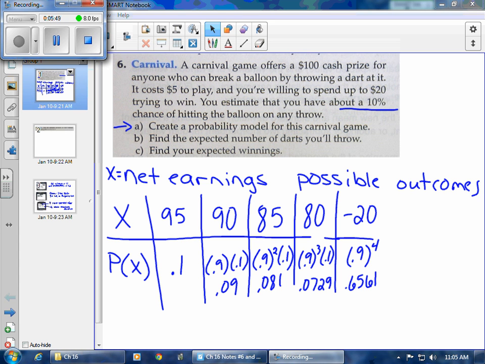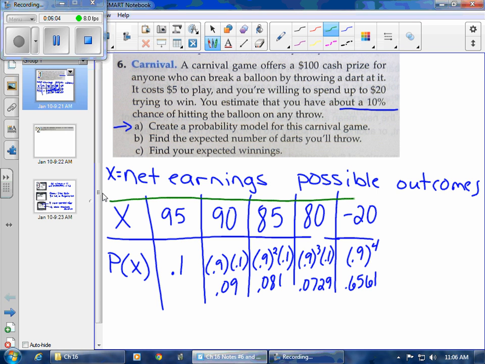Now, the next thing we're asked to do is find the expected number of darts you'll throw. So we need to know how many darts it is going to take to do this. When I go through this, I didn't put the number of darts on here, so I'm going to just squeeze in a little column there. To win $95, that was throwing 1 dart.